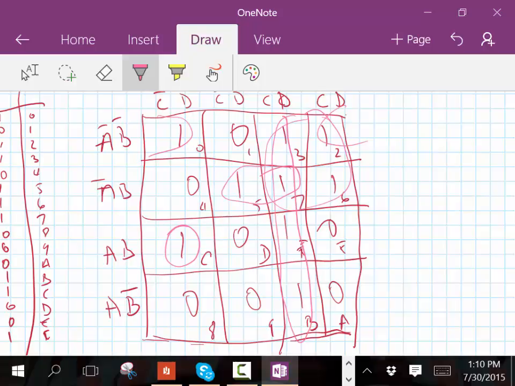When we look at this here, we've got 2 groups of 4 and 2 groups of 2 and 1 group of 1. So we got 2 4s, right? This is a group of 4 right here, and this is a group of 4. We've got a group of 2 here, and we've got a group of 2 here. So we've got 2 2s right there, and 1 group of 1 right there. So that tells me we're going to have 5 terms in our output.